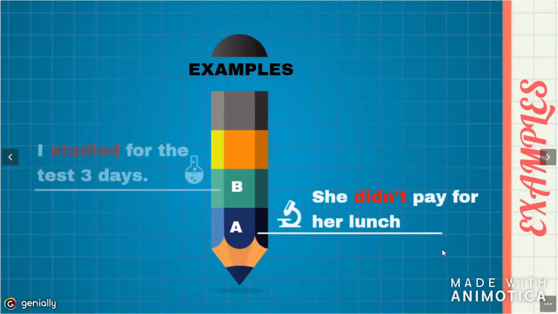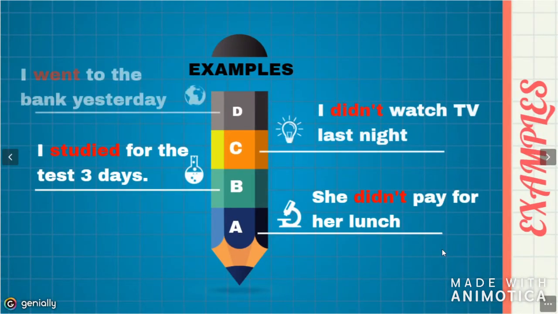And here we have some examples of affirmative and negative sentences. As you can see here, in the affirmative, we do not use the auxiliary verb, and here we use the auxiliary verb and the verb in the base form. Entonces, el auxiliar aparece en los negativos y el verbo se mantiene en su forma base. ¿Ok?